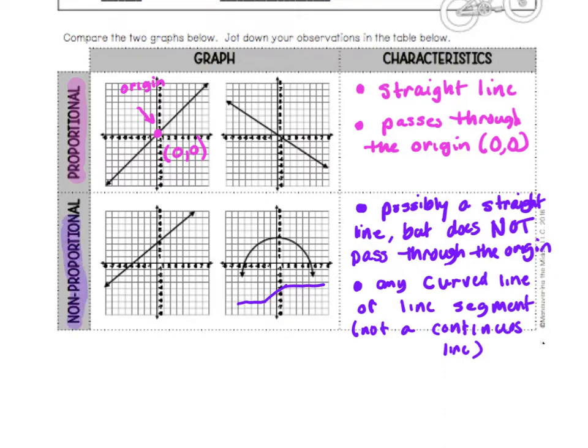Now for a non-proportional graph, you may have noticed there is a straight line here, but it does not pass through the origin. And we'll talk about these types of graphs either later on this year or in 8th grade. You can also see a graph that's a curved line, and then this one is made up of lines, but it's line segments. It's not one straight continuous line. So these are examples of non-proportional graphs. So let's turn to the next page.